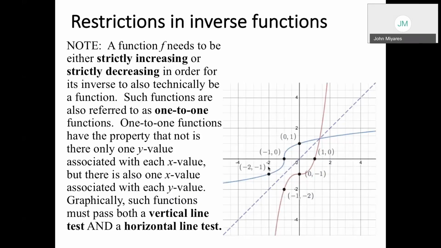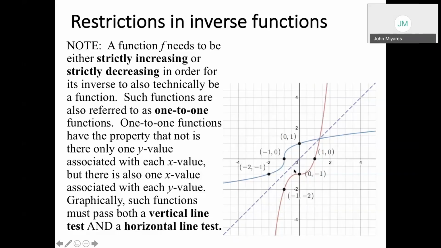One-to-one functions have the property that not only is there one y value associated with each x, that's the definition of a function, but there's also only one x value associated with each y value. Graphically, such functions must pass both a horizontal line test and the vertical line test. So looking at these two graphs, both of these functions are considered one-to-one, or a fancy word, monotonic.